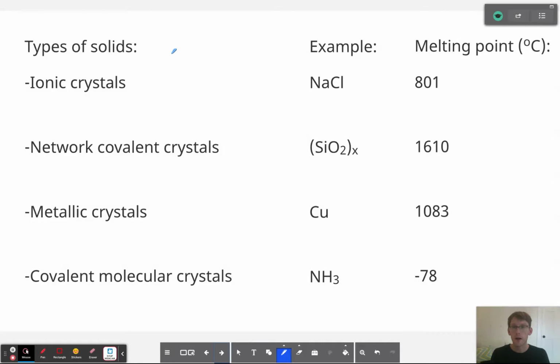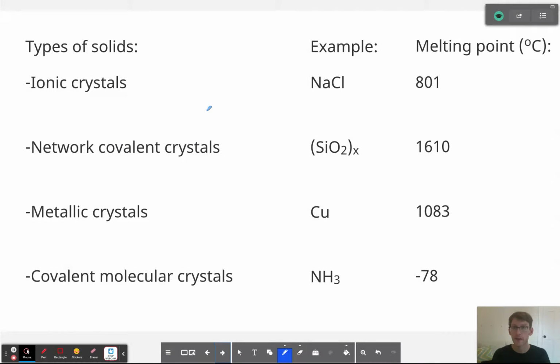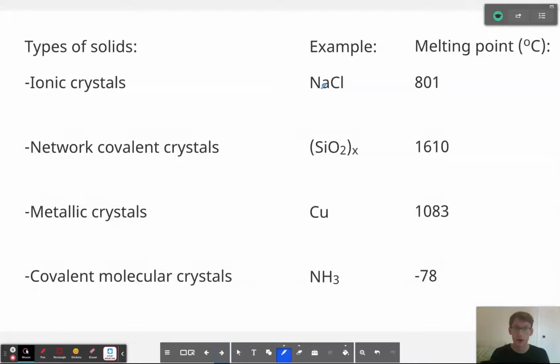Now, there are several different types of solids. The four that you can see here are all crystalline solids, and that's the vast majority. There are ionic crystals where the particles are individual ions, like sodium chloride, where you have precisely sodium cations with a +1 charge and chloride anions with a full-on -1 charge. And you can see that their melting points are pretty high.